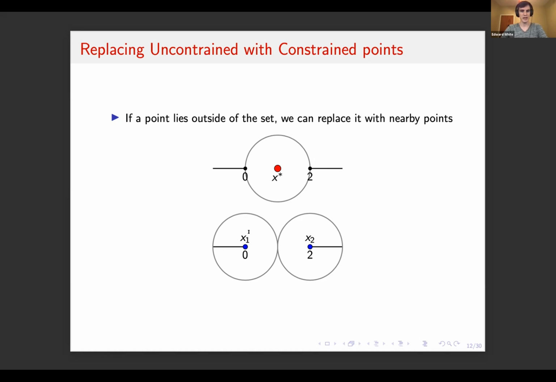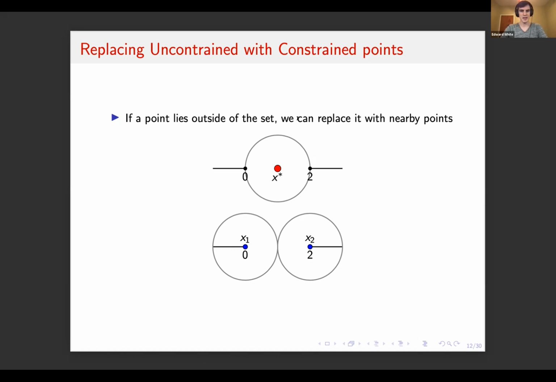So I add the point x1 at the point 0, and then I give it the same covering radius. I get x1 with the covering radius of 1 at 0, and I replace x star intersecting at the point 2 with the point x2 centered at 2, and I give it the same covering radius. So by this replacement with 2 additional points, I'm still able to cover the points 0 and 2 with 2 new points, x1 and x2.